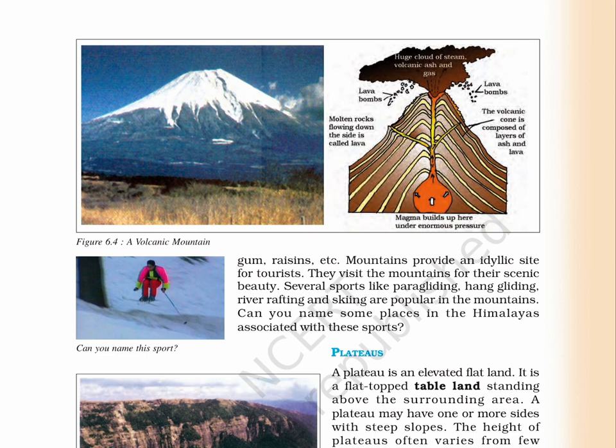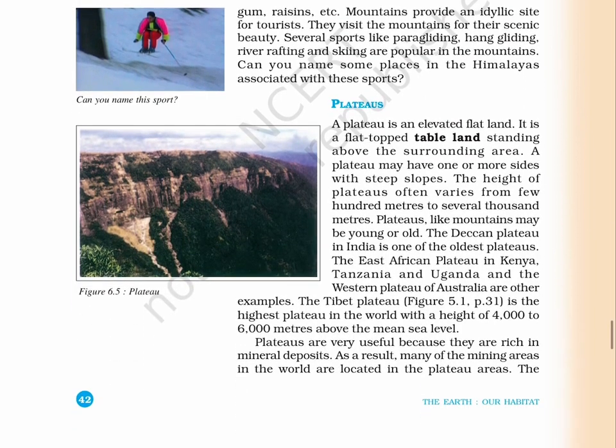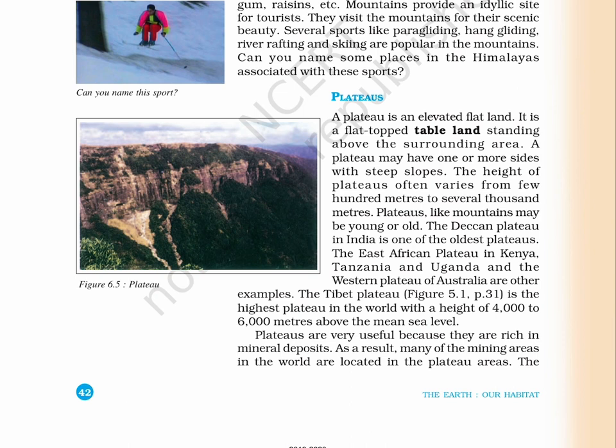Plateaus. Figure 6.5 shows a plateau. A plateau is an elevated flat land. It is a flat-topped tableland standing above the surrounding area. A plateau may have one or more sides with steep slopes. The height of plateaus often varies from a few hundred meters to several thousand meters.